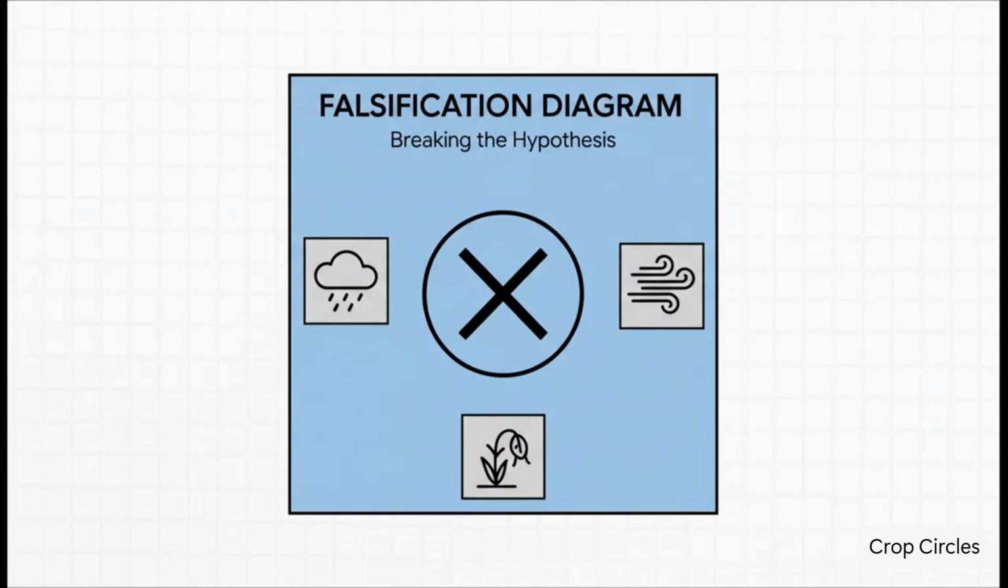If you find a perfect geometric crop circle with zero heat damage and zero magnetic shifting, the theory takes a massive hit. Plain and simple, if the forces needed are no more complex than ordinary wind knocking over some wheat, then the plasma resonance theory goes right out the window.